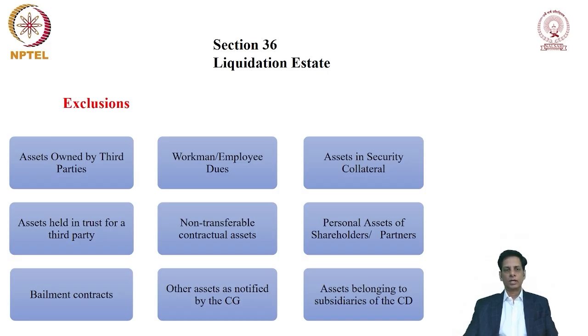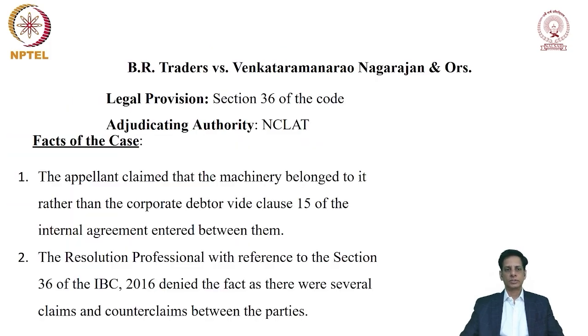I'm sure now with the help of these two slides we are clear as to what are inclusions that can go into liquidation estate, what are exclusions that cannot go into liquidation estate. This is all about section 36. Now let's look at a case law that brings a lot more clarity as to how we understand section 36. This is BR Traders versus Venkatramana Rao, Nagarajan and others. This is dealing with section 36 of the Act, and the adjudicatory authority is NCLAT, not NCLT. Therefore, remember it's an appeal at the appellate tribunal.